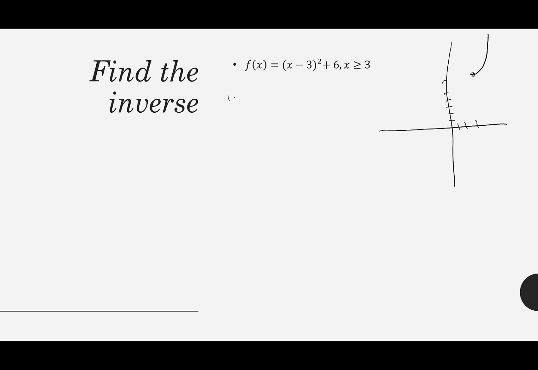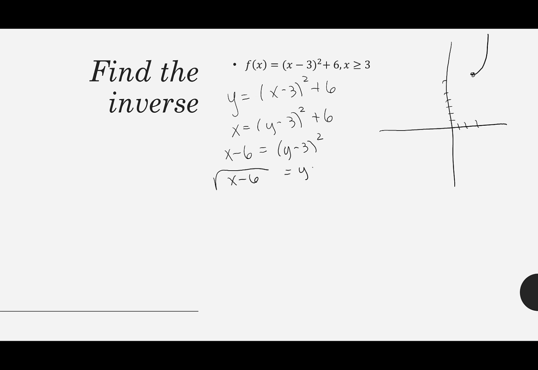So to find the inverse, I say y is equal to (x minus 3) squared plus 6. I switch that to x is (y minus 3) squared plus 6. I solve for y, so that means I need to subtract 6, and then I need to take the square root. When you take the square root, you don't put plus or minus because we're trying to keep it 1 to 1. So if I put plus or minus, that would be 2 answers. So none of that when we do inverse functions.